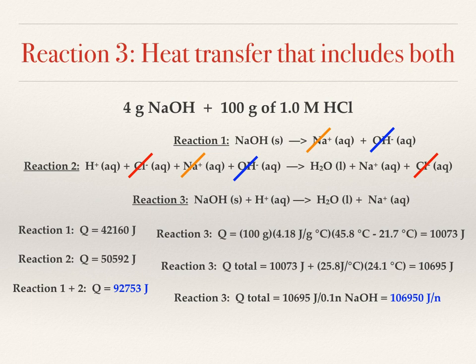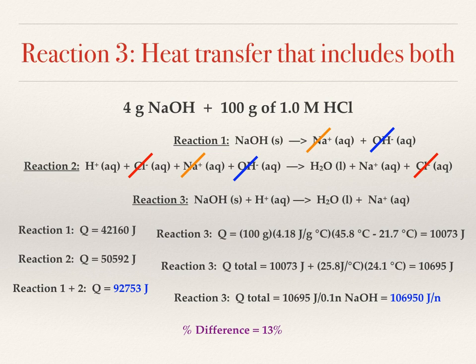Just to say how close, I think the eyeball test says that those values are pretty close to each other. Plugging them into our percent difference formula, it comes out to be 13%. What I did is I used the accepted value as reaction 3. I would say that's really, really good data because we are not considering any heat loss to the atmosphere, which probably did happen in our lab.